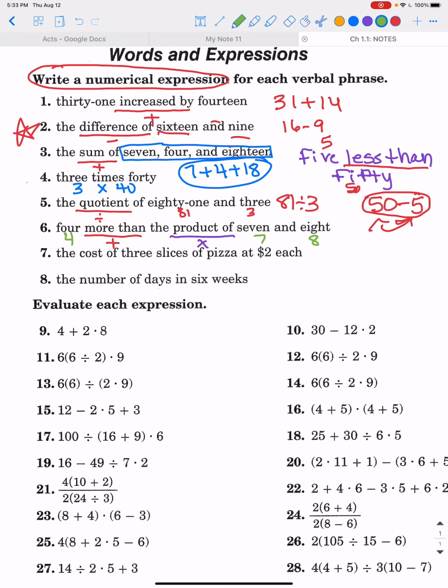So I'm going to just kind of use this space right here because I'm running out of space here. We've got 4 more than, that's 4 plus, the product of, so we're going to do this kind of separately here, the product of 7 and 8, right? So the product of 7 and 8, well, we know product is multiplication. So we've got right here the product of 7 and 8, and then we want 4 more than that. So that's where this comes in. Okay? All right.